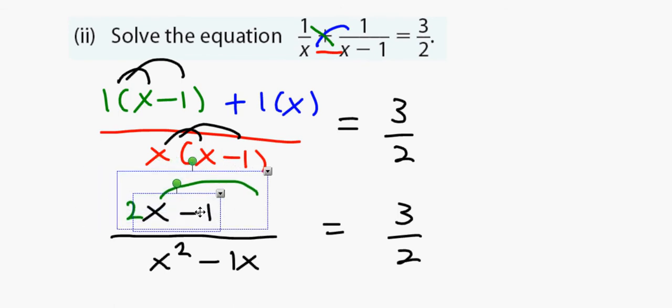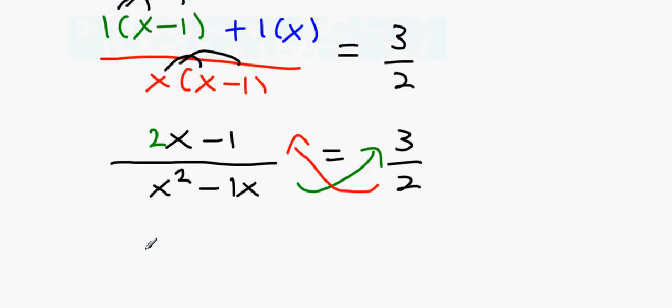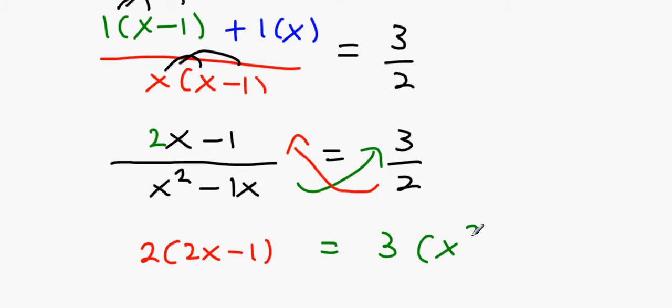Now, what we're looking at next is cross multiplying. So that's the 3 arrows. Now you only use 2 arrows when cross multiplying, so you bring this one up here, that's going to be the green arrow. This one here is going to be the red arrow, okay? So what we're going to get here is 2 into 2x minus 1, and that's going to be equal to 3 into x squared minus 1x.